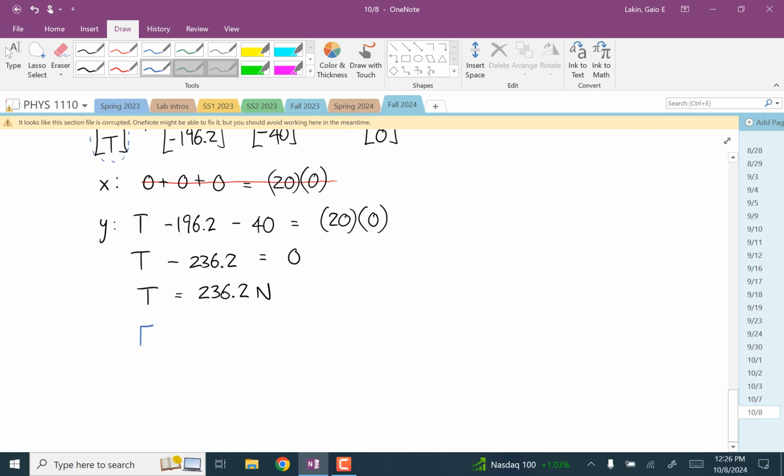And it says that the force on the block by the cable is equal to 0, T. We know what T is, sorry, 236.2. And this is in newtons. And if you wanted to visualize that force, that's in the positive y direction. So you could also think of this as an upward force of 236.2 newtons.